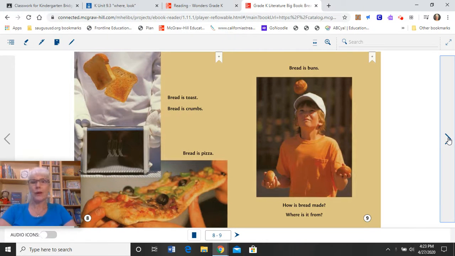Bread is toast, bread is crumbs, bread is pizza, bread is buns. Did you ever think about that? That there's actually bread forming the crust of your pizza? I know for some people that's their favorite part of the pizza, and other people would just as soon skip it.